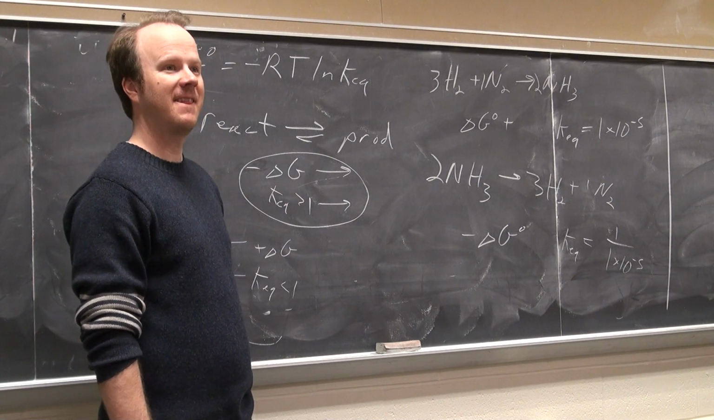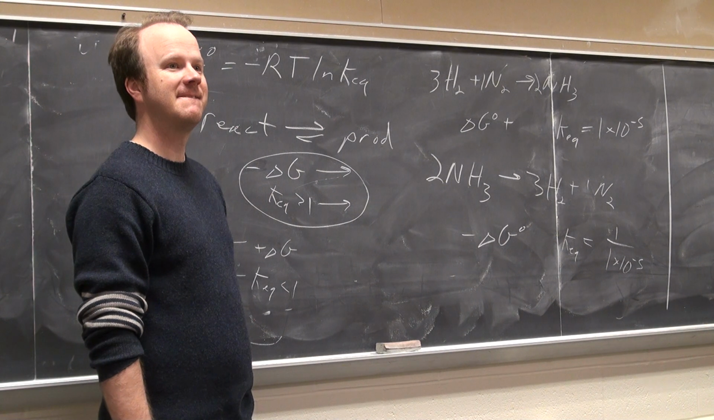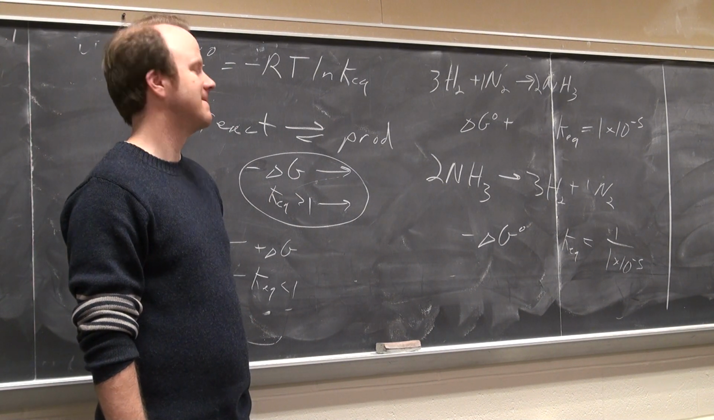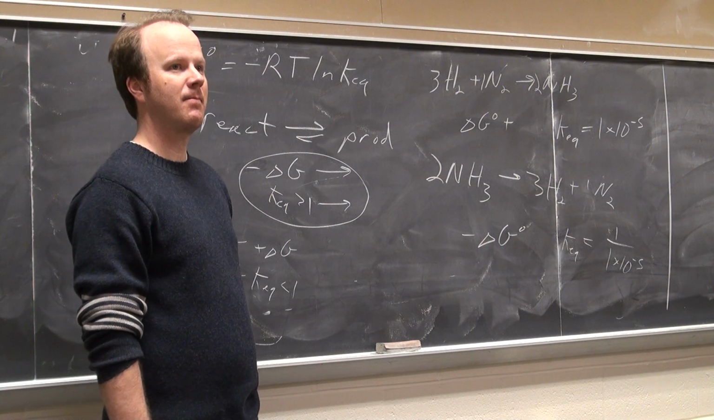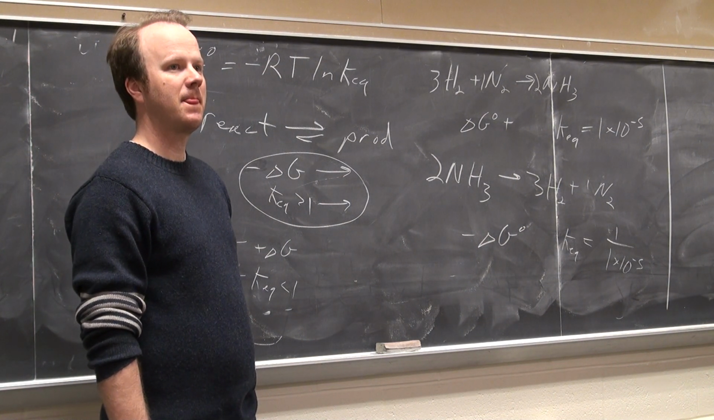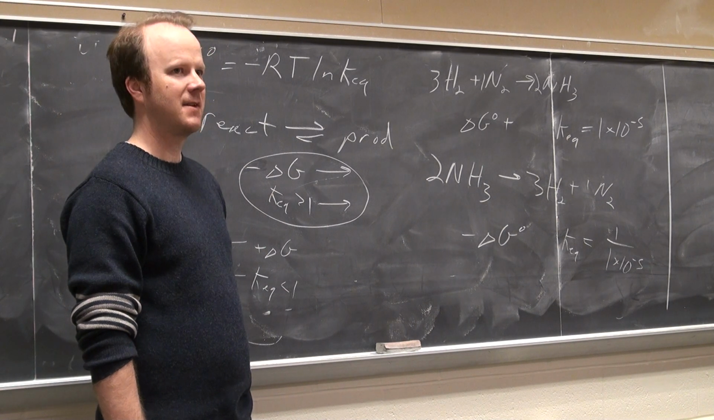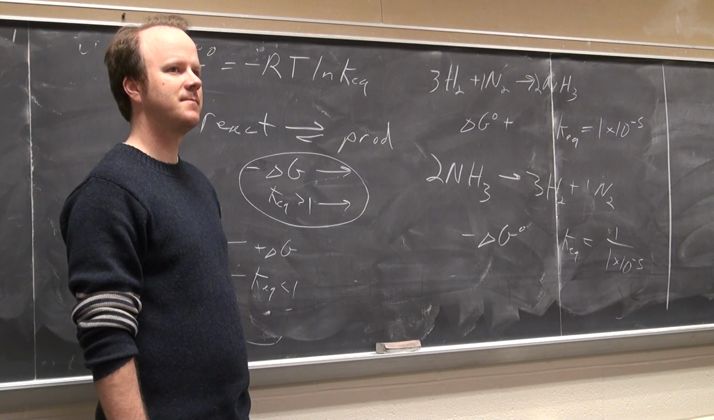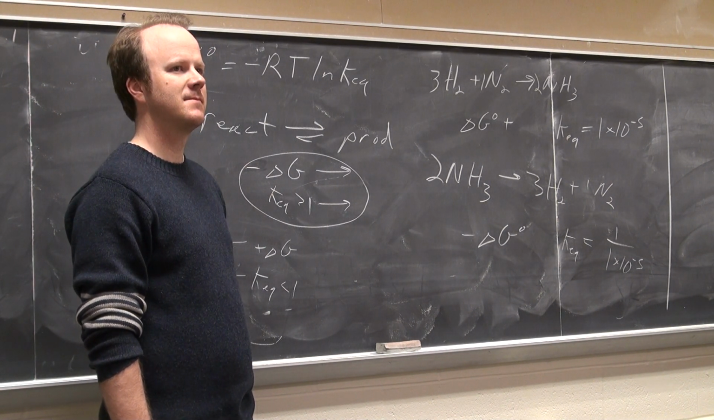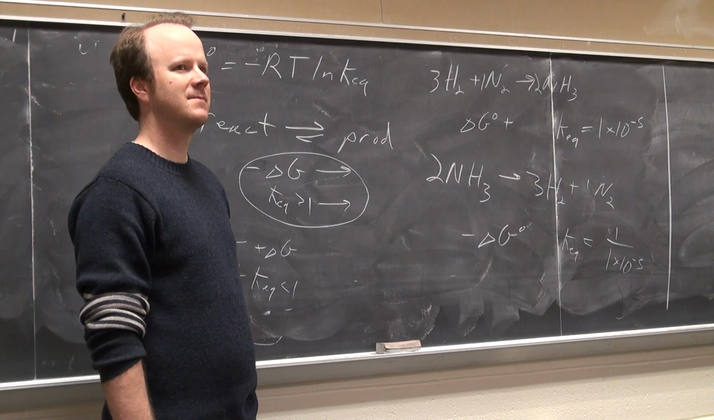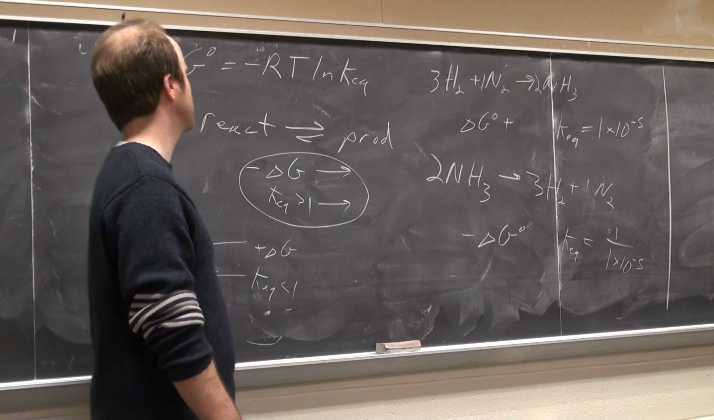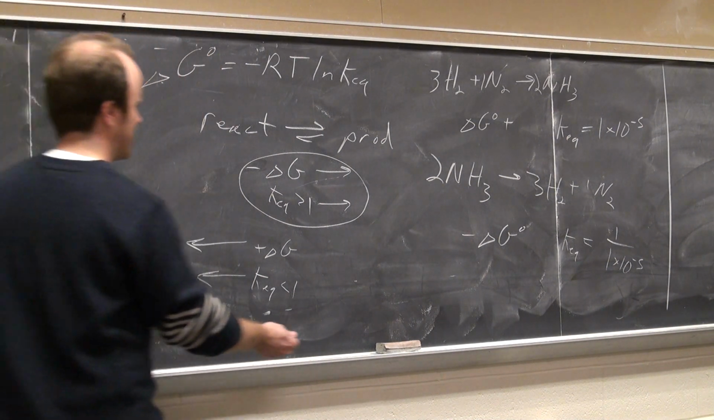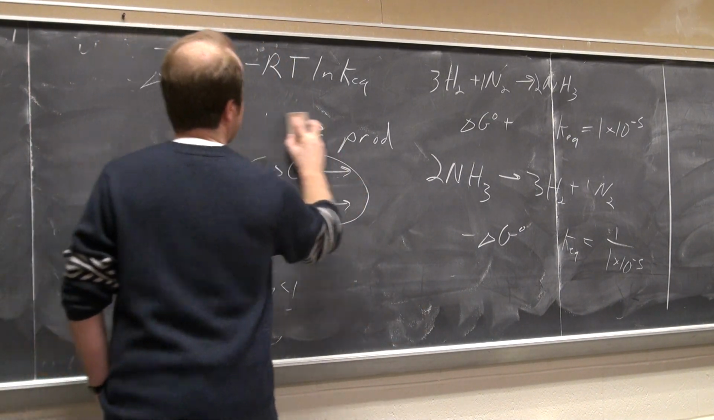I was thinking, in that case, if KEQ is 1, then delta G0 would be 0. But that doesn't necessarily mean that delta G is 0, right? Because then you still have to add the other one. Like the equation for delta G you said was delta G0 plus RT ln Q. Yeah, okay. You know what I'm saying?